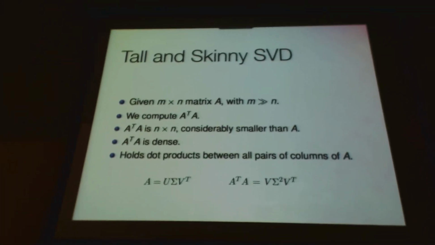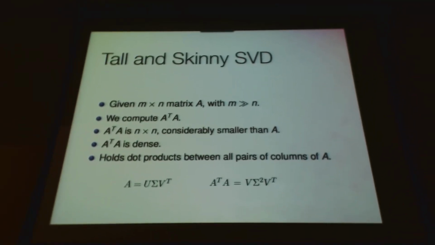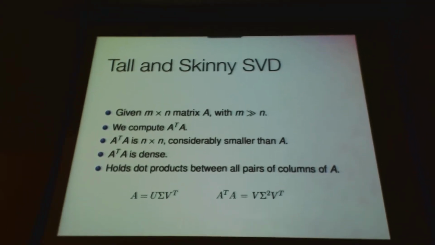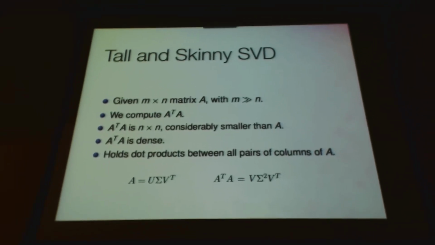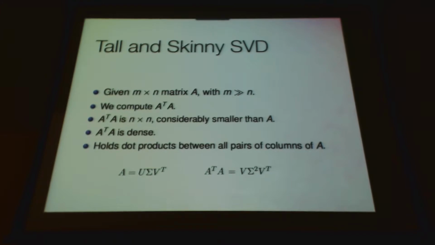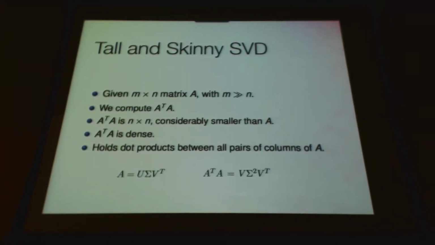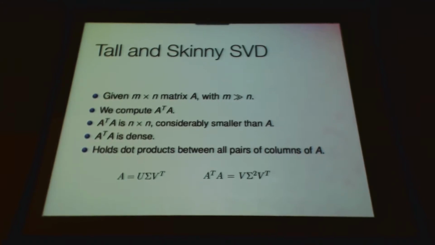So the tall and skinny SVD works like this. You have a matrix A that is m by n. Okay, so that's standard notation. All matrices in the world are m by n. And then you compute A transpose A. What are the dimensions of A transpose A? It's n by n, right? So if m is much larger than n, A transpose A is actually much smaller.